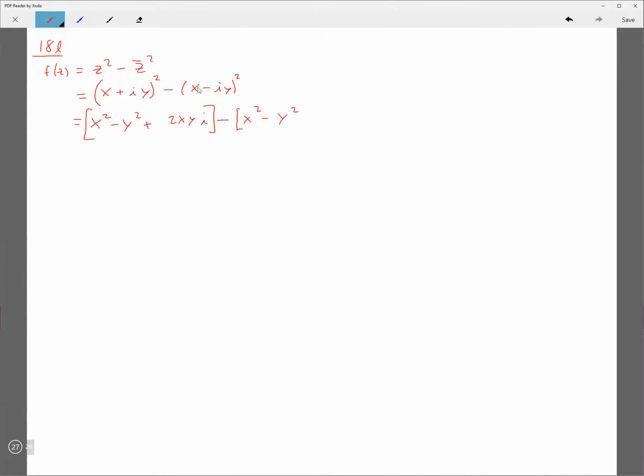So ignore that negative because the negative is right here. And then what's the middle term going to be? It's going to be negative 2xyi. Okay, so when we distribute the negative, they're going to cancel. So it's going to be 4xyi. I want to emphasize that the real part is 0 and the imaginary part is 4xy. So really u is 0, and then v is 4xy.